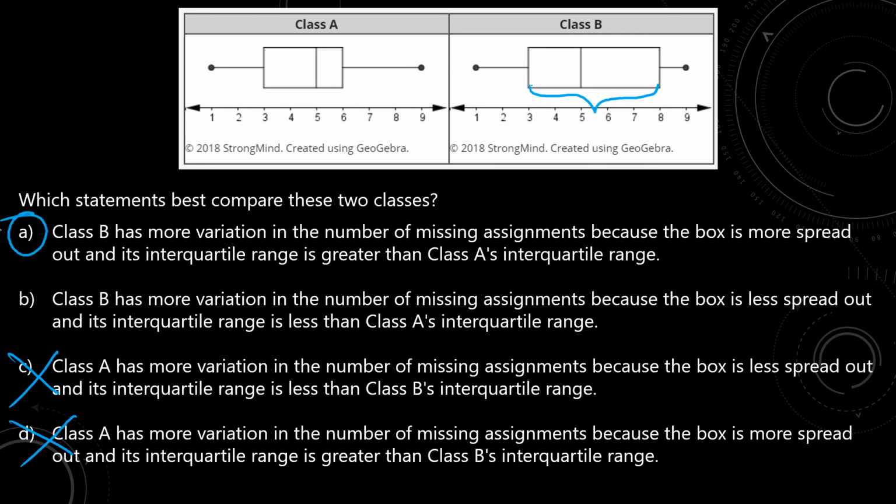Perfect. And its interquartile range is greater than class A. That is true also. If I were to find my interquartile range, remember this left side minus this right side of my box, 8 minus 3 would give me 5. This interquartile range would be 6 minus 3, which is 3. So class B has more variation because the box is more spread out.